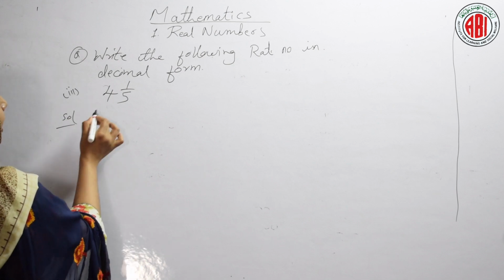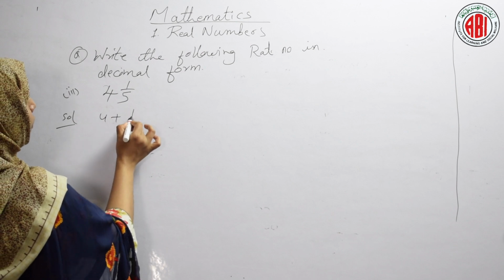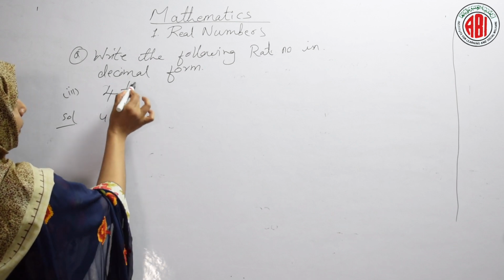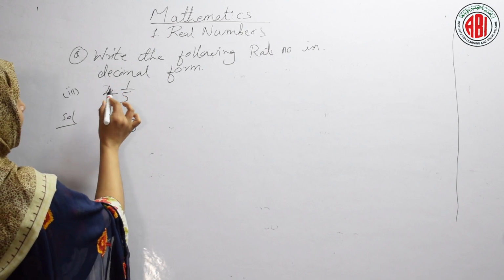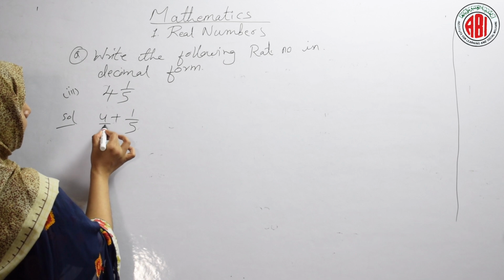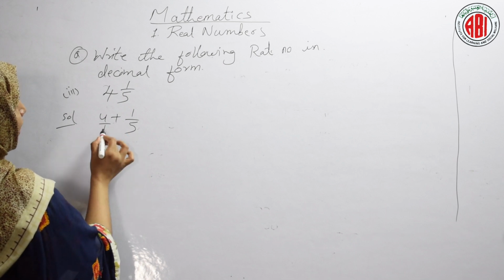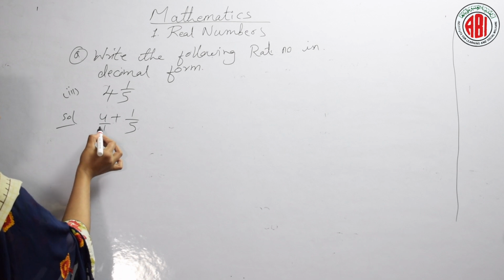First convert this into the proper form. This is nothing but 4 plus 1 by 5, right. If the number comes like this, it is called a mixed fraction form. This is an example of a mixed fraction. It is nothing but 4 plus 1 by 5, because here the denominator is 1. What do we have to take? We have to take the LCM of 1 and 5. The LCM of 1 and 5 is 5.